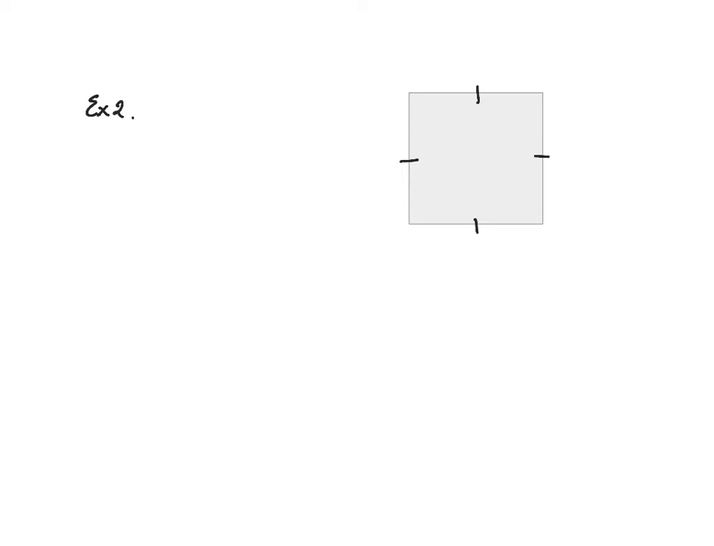So these marks mean that all 4 sides are the same length, which means that we have a square. Now if this length is 8 metres, the perimeter of the square then is 4 lots of 8, which is 32 metres.